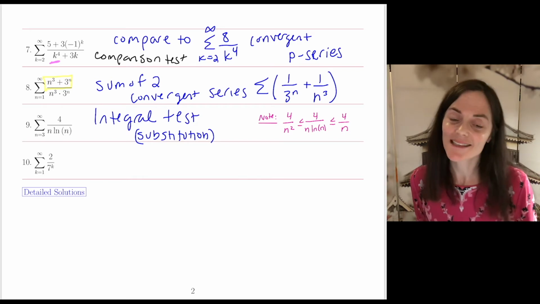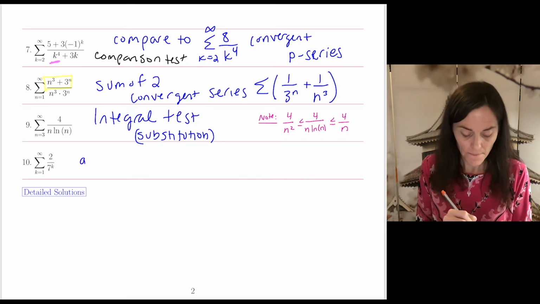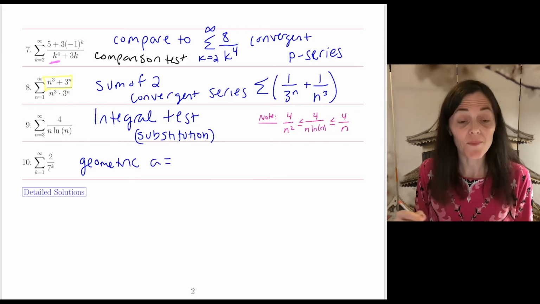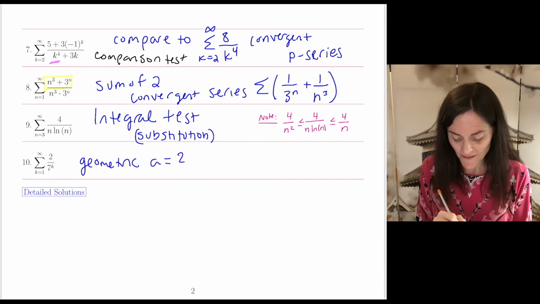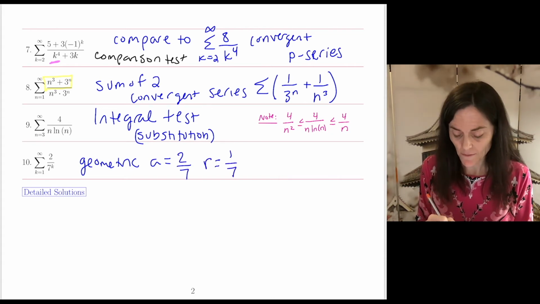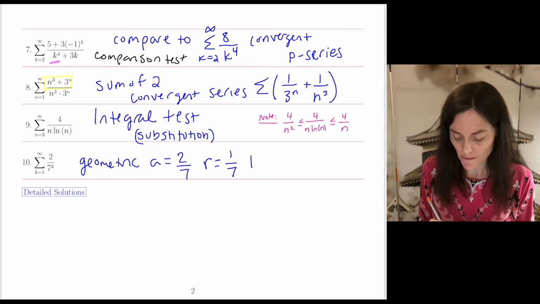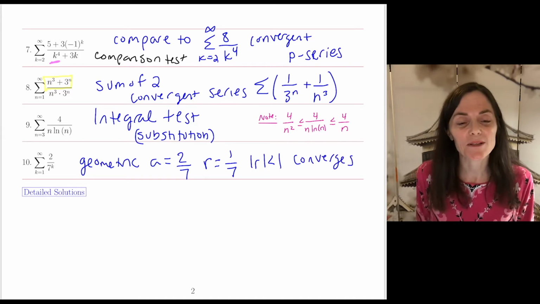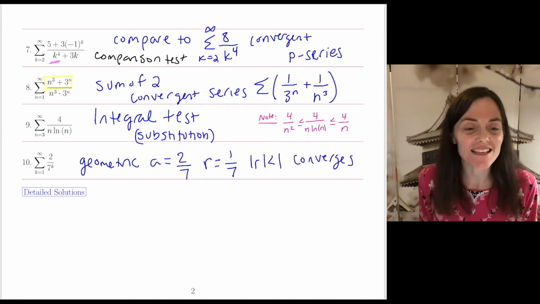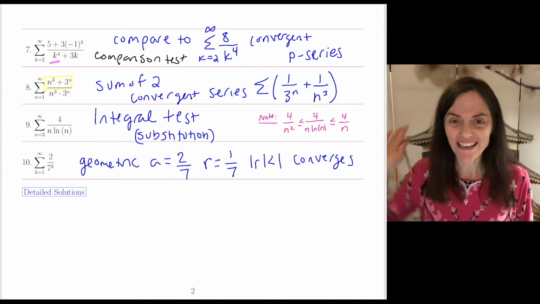The last one, this is geometric. My a, well, evaluate at k equals 1. We get 2 over 7. And the r is 1 over 7. This will be convergent. And we can find the sum if we need to, which we will when we do the detailed solutions, okay? So this is my strategy, quickly through 1 through 10.